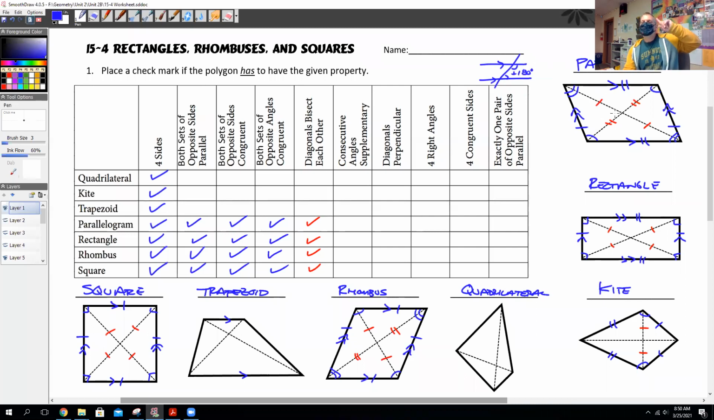So if we have opposite sides that are parallel, guess what? Then the consecutive angles also have to be supplementary. I know that's a little bit of a reach. That's a tricky one. But look, in the parallelogram, these two will have to add up to 180. These two here will have to add up to 180. These two will have to add up to 180. Those two will have to add up to 180. So consecutive angles are supplementary for parallelogram. Check.